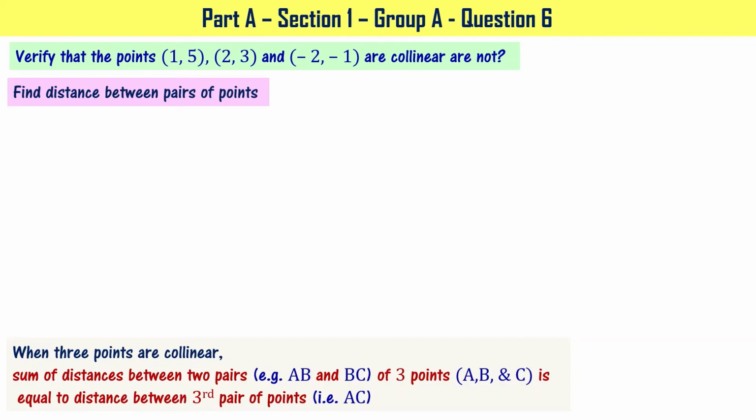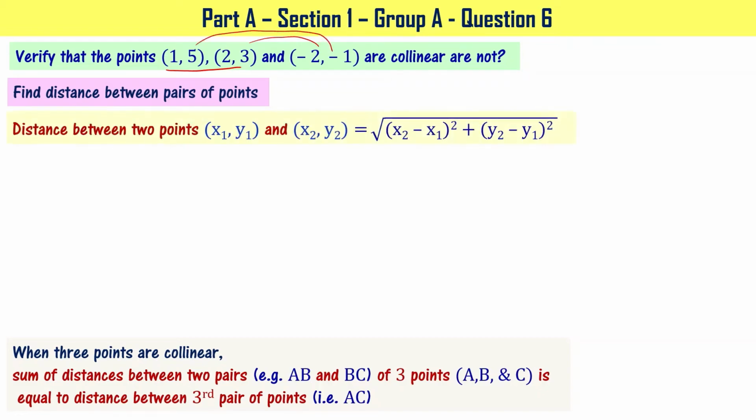Now we have to find the distance between pairs of points, meaning this is one pair, these two are another pair, and these two are another pair, right? We know the distance between 2 points (x1, y1) and (x2, y2) can be written as square root of (x2 minus x1) whole square plus (y2 minus y1) whole square, right? Let's make use of this formula to obtain the distance between the points.